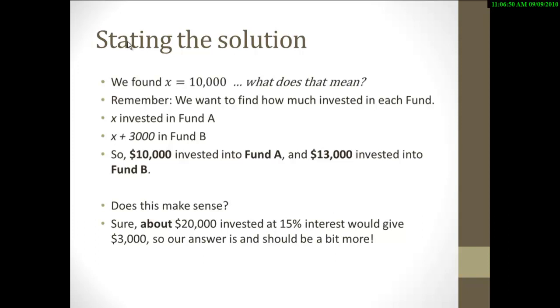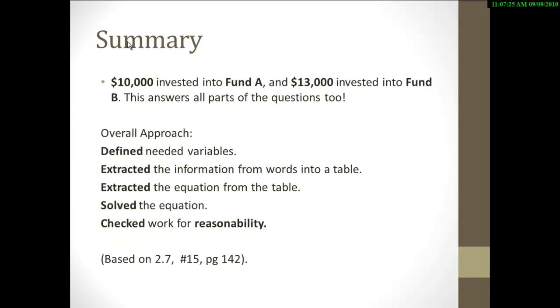We might also ask ourselves very roughly if this makes sense. If you think about $20,000 invested at 15% interest, that should give $3,000 in interest. Our amount of interest is a little bit more, and our investment is a little bit more, so we should end up with more, and we do. Alright, so let's pull this all together. We've got 10,000 invested in Fund A and 13,000 invested into Fund B. And we can double check that this answered all parts of the question.